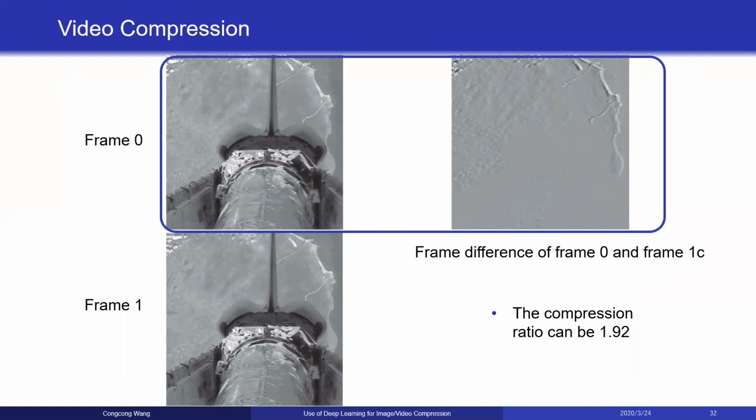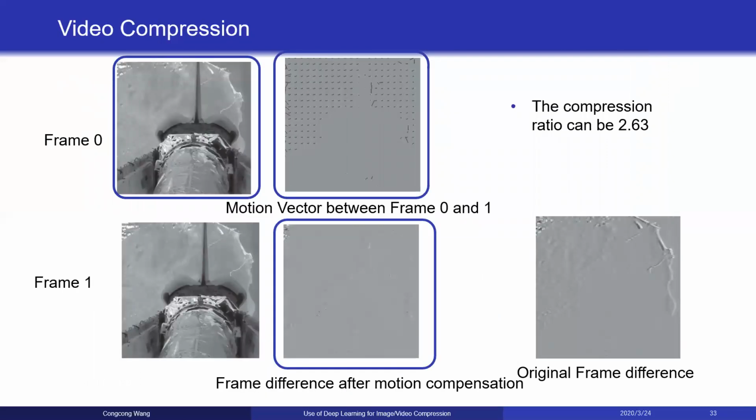A smart way is to code the information of frame 0 and also the frame difference between 0 and 1. So when we want to recover frame 1, we only need to add frame 0 and the difference between them. This way, we can get a compression ratio of around 1.9. So is there any better way?